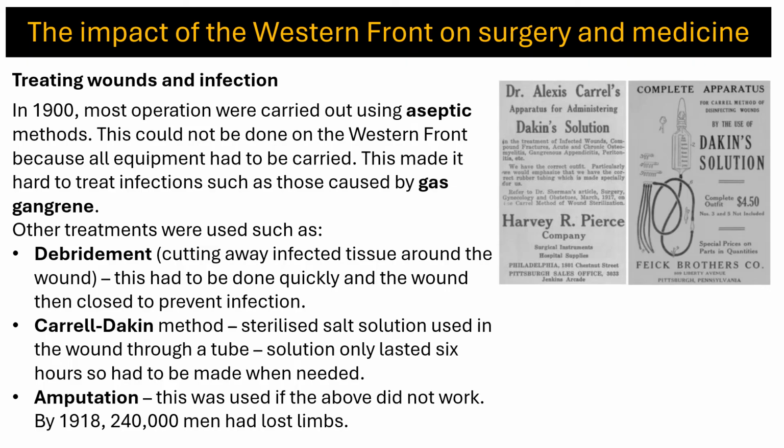And then, of course, there's amputation, which is a more extreme form of treatment. This was used if the above did not work. By 1918, 240,000 men had actually lost limbs.